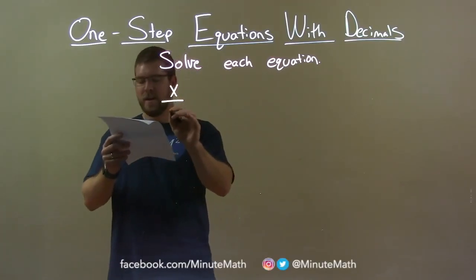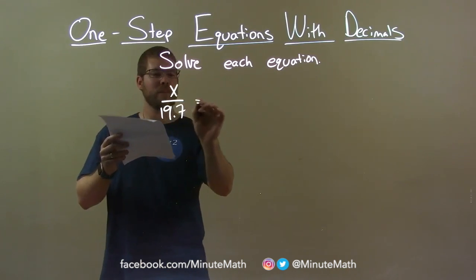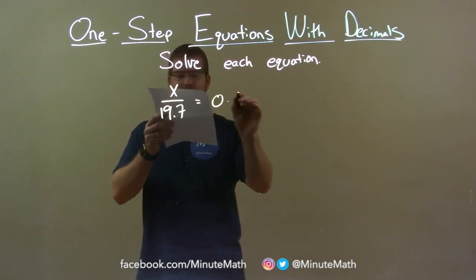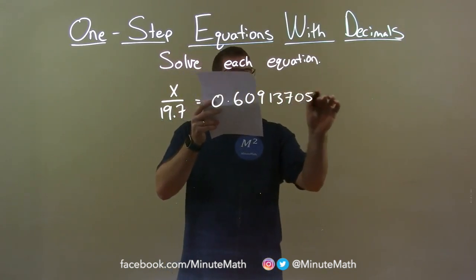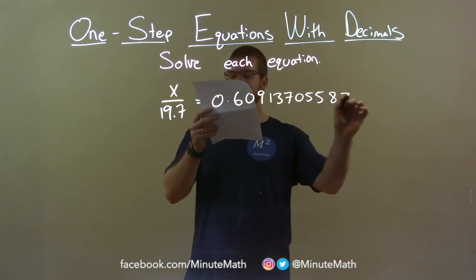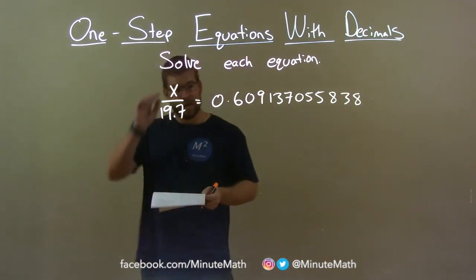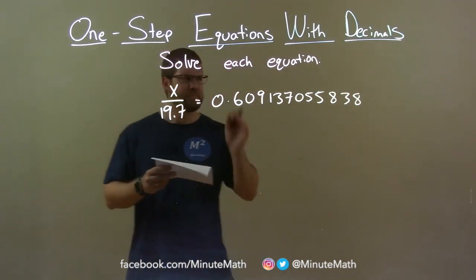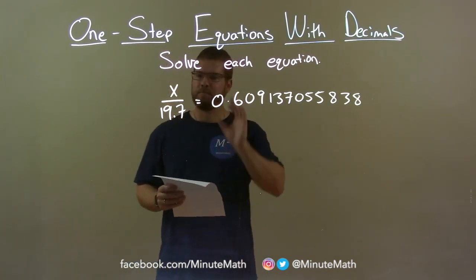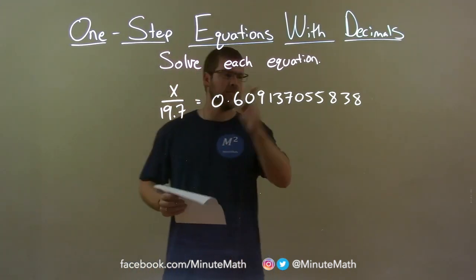x over 19.7 equals 0.6091370553838. All right, large decimal there, right? Or long decimal, more like it. Well, I want to get x by itself. Simple problem, really, even though it's a big number.